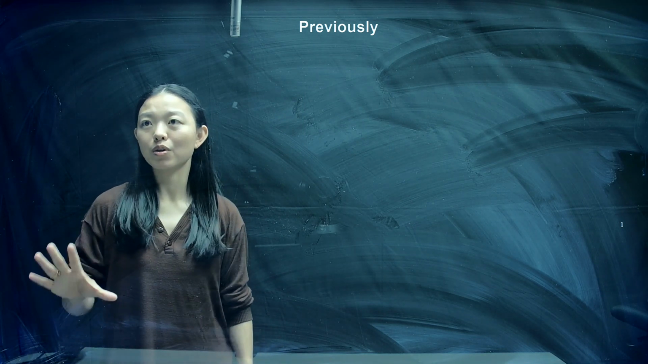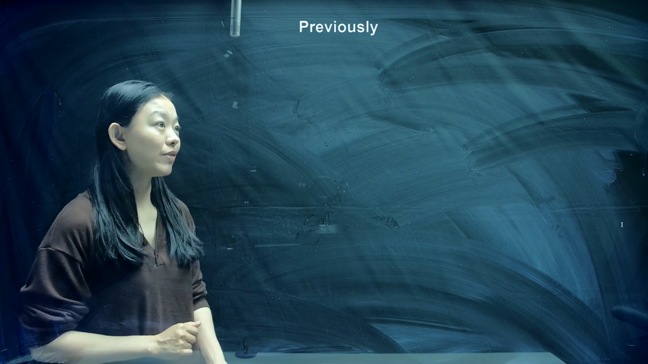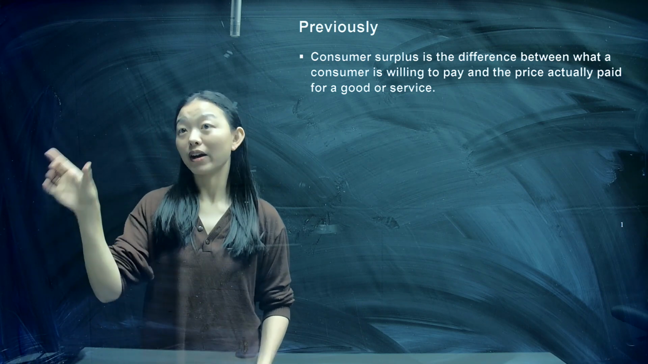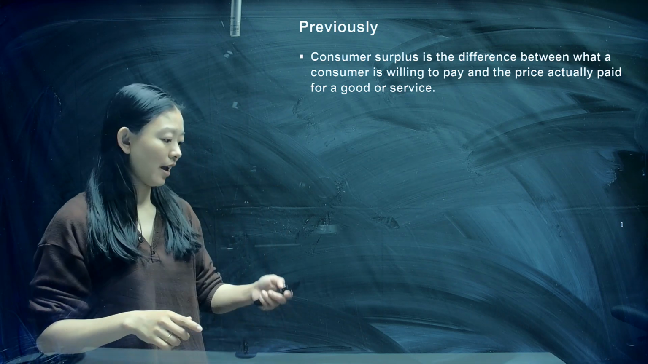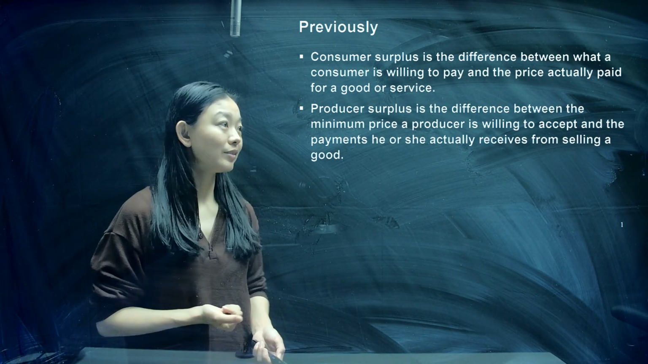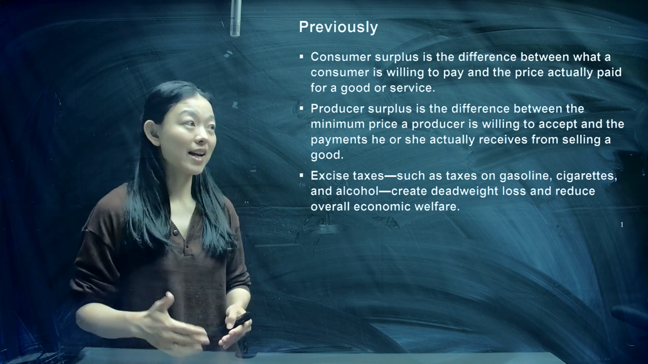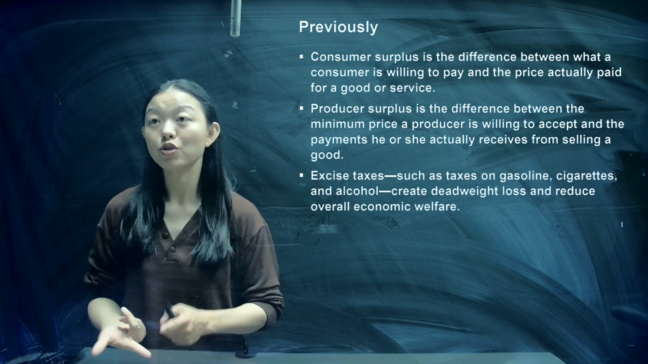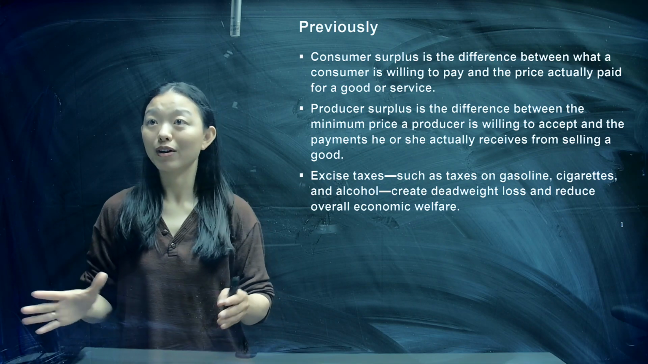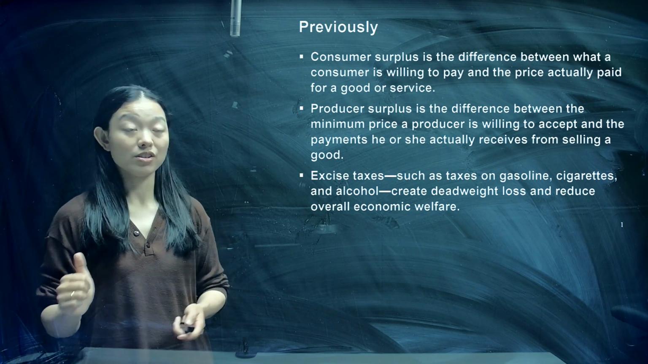So actually this chapter is related to chapter 7 and chapter 8 about welfare economics. Previously we noticed that consumer surplus is the difference between willingness to pay and market price, and producer surplus is the difference between market price and the cost. And in chapter 8, imposing a tax, such as a tax on gasoline, cigarettes or alcohol, will create a deadweight loss and reduce the overall welfare of the economy. So this is what we have learned in chapter 7 and chapter 8.